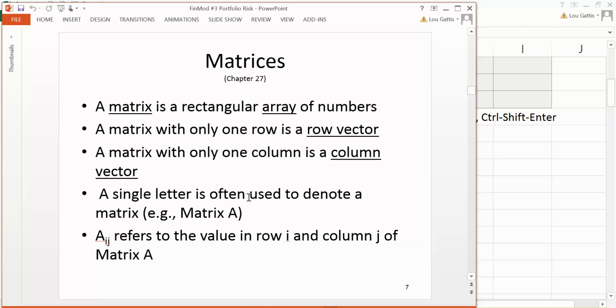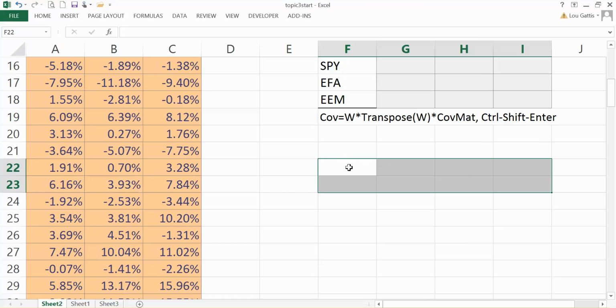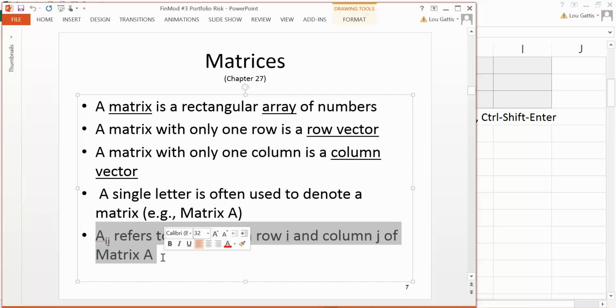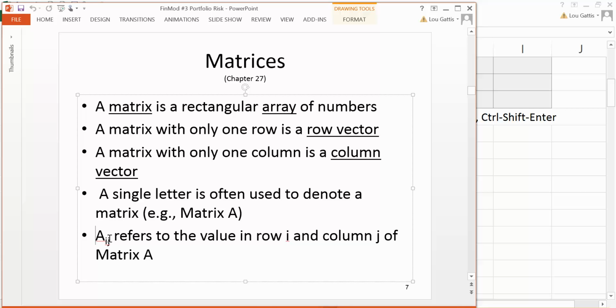A single letter is often used to denote a matrix. So we say that this might be matrix A. And we're going to refer to elements in the matrix using a row-column identifier. So when we talk about item A_ij in matrix A, the i is the row and j is the column. So A_ij is the item in the ith row and jth column.